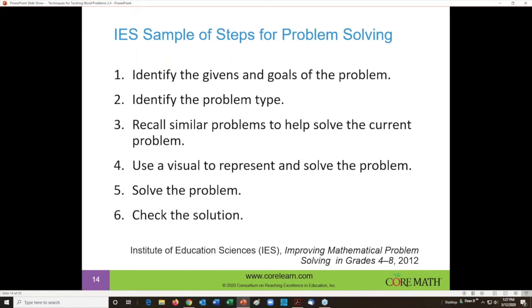Here are 6 ideas from the Institute of Education Sciences in a guide published online in 2012. It's called Improving Mathematical Problem Solving in Grades 4 to 8. The IES conducts a meta-analysis of research from which they draw conclusions and make recommendations, such as these 6 on the slide. So take a moment to look these over. I'll pause while you get a chance to look them over.